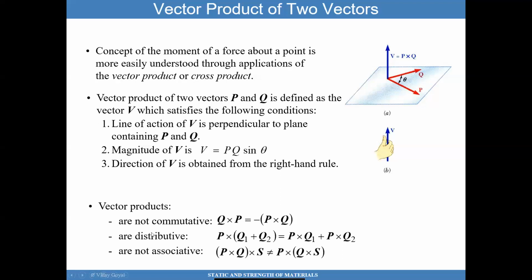They are distributive. So if I have a vector P and I have two vectors Q1 and Q2, I can calculate the vector product by distributing P to each of these Qs. And you can see that here. They're not associative.